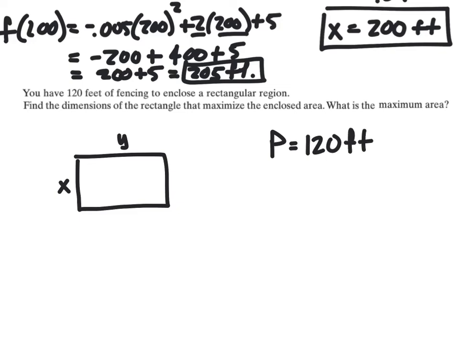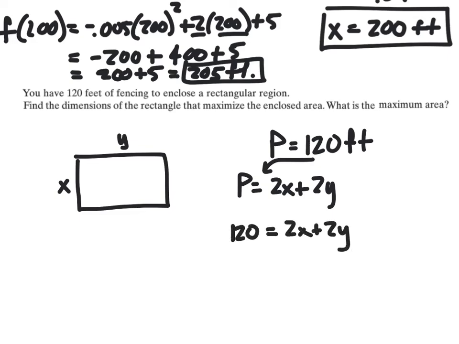And so what I want to do on this is write out my perimeter formula. So my perimeter formula is going to be 2x plus 2y. I'm going to plug in 120 into that. So I've got 120 is equal to 2x plus 2y. All right, that's the first thing I need to do. Now, the next thing I want to do is I have an area formula, and that's going to be x times y. This I want to maximize. So what I'm going to do is use my equation here, solve for one of the variables, and plug it into here.